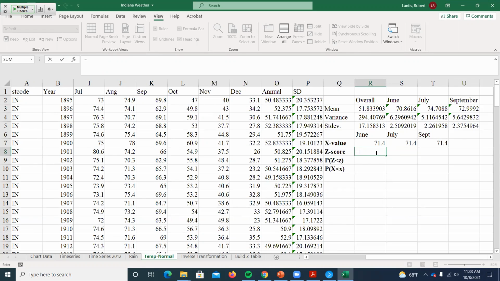Okay. It's not going to be a built-in function. We're just going to do math. How do we calculate the z-score? Well, I'm going to take the x value I'm interested in finding the probability of being less than, right? 71.4. Subtract the mean for June temperature, and then divide by the standard deviation of June temperature. Now, if I do this, why is this going to be a problem? I just got a z-score of 43. That doesn't seem quite right, right? I'm looking at a value that's not very far from the mean. So what did I do wrong here?